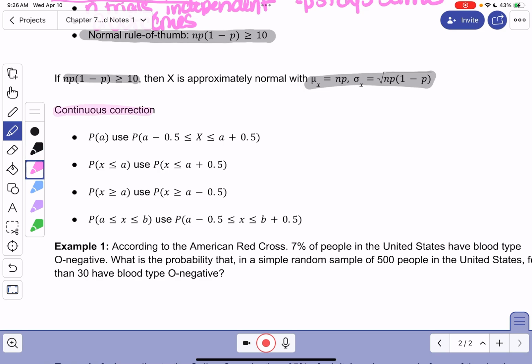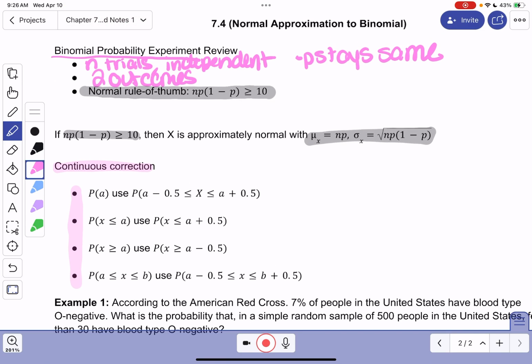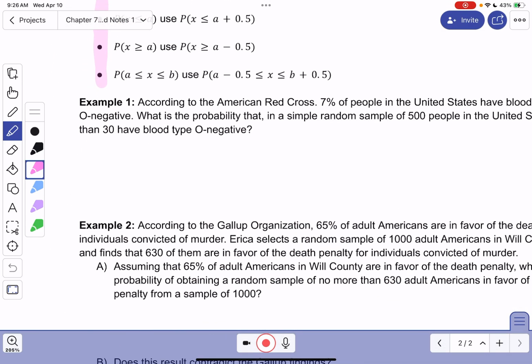If your data is continuous, so far we've only worked with discrete data, then you need to use these approximations with the 0.5 just to adjust so that you can have those decimals. That's really what that's doing. It's helping it calculate all the in-betweens. So let's look at this.